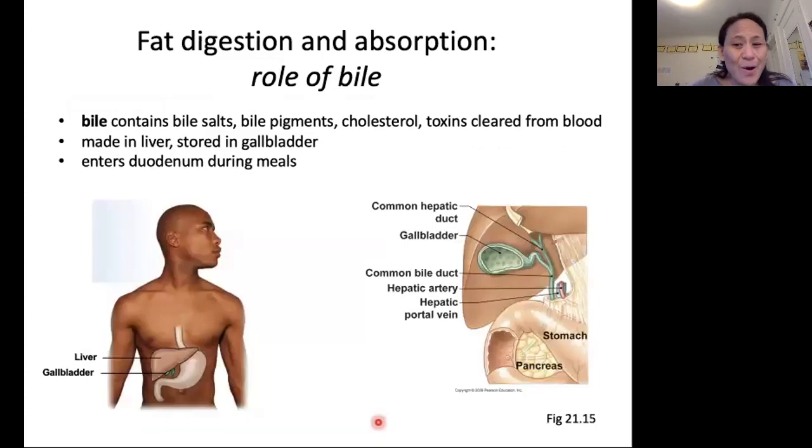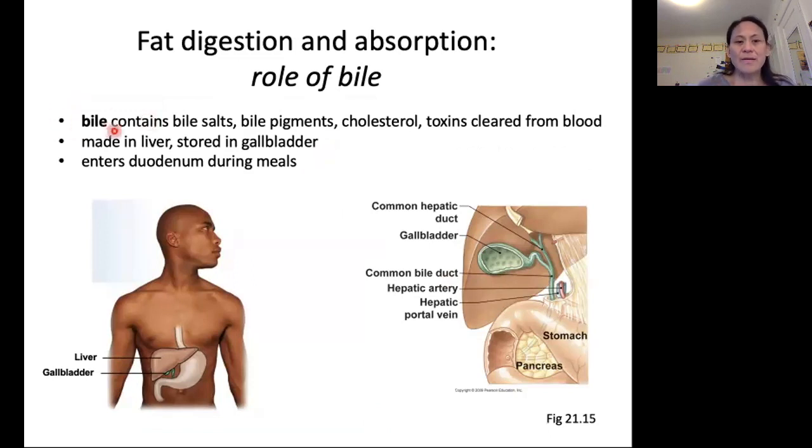Okay, so now we are ready to talk about fat digestion and absorption, which is a little bit more complicated than the digestion and absorption of carbohydrates and proteins. This occurs with the help of a substance called bile. So I want to tell you a little bit about bile.